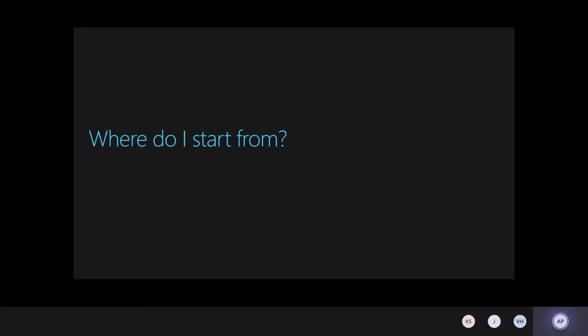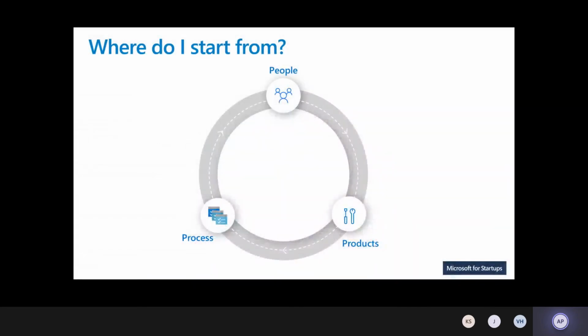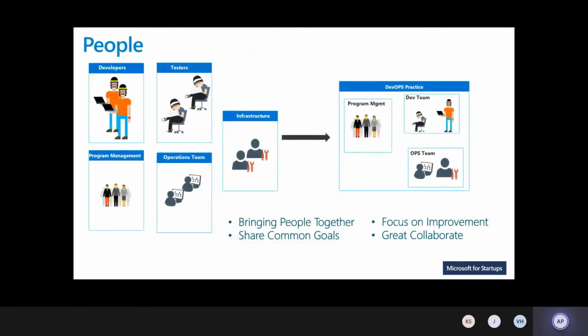Now, the next question: how do we adopt continuous delivery? Where do I start? How do I transform? So you need to think from three aspects. You need to think from the people perspective, the process perspective, and the technology perspective. Let's talk about the people transformation.